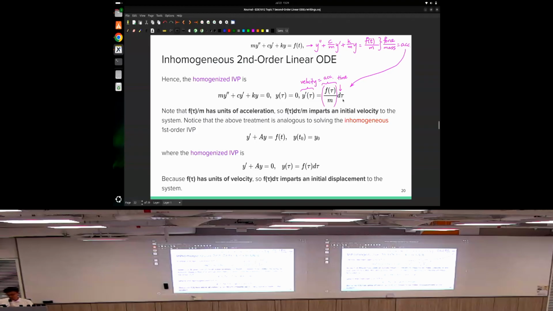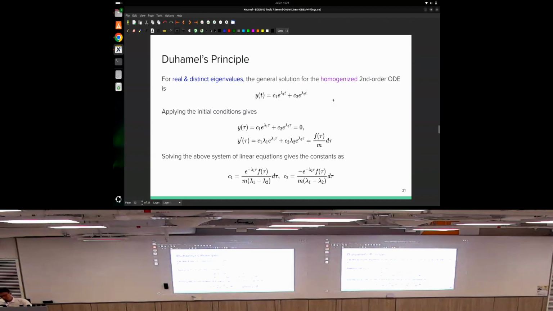Very good. If you're okay with this, then we already know how to solve what? Isn't this just the homogeneous equation we can solve? Given the initial displacement and the initial velocity, we can solve already. Depending on the type of eigenvalues, real and distinct, this is our solution. Just a few slides back, we derived it already.